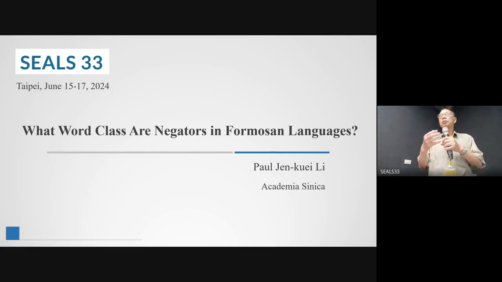I would like to talk about the word classes. What word class are negators in Formosan languages? You know that every language has negators, more than one negator. They have different functions. People often discuss different types of negators and their different functions, but people often do not talk about which syntactic category each negator is. That's why I would like to discuss the problem.